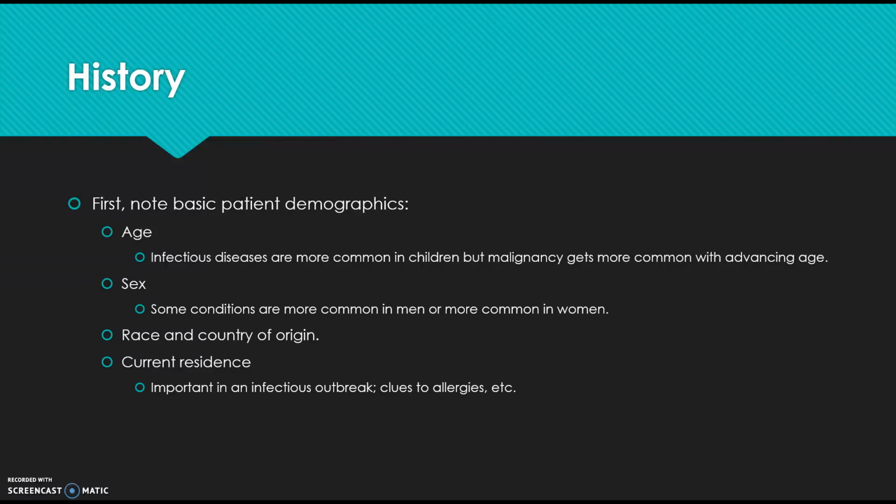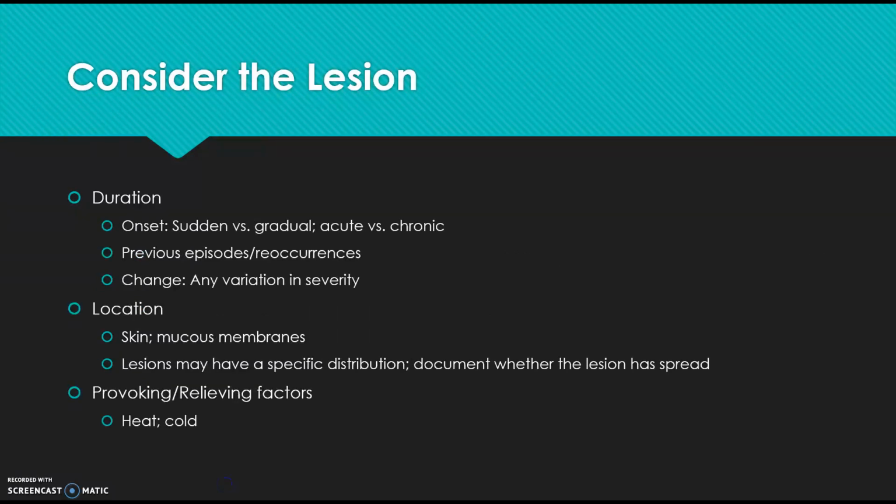healthcare provider is taking the history, first thing to know is just basic general demographics, how old the person is, because that's important. Some infectious diseases are more common in children, some other conditions might be more common in older adults. And look at the gender. Some conditions are more common in men, some are more common in women. You want to say race and country of origin. Again, prevalence information is important. And current residence. Is there an infectious outbreak in a certain area? Is it a clue as to a person's exposure to allergens, etc.?